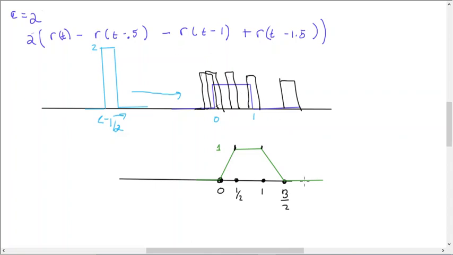Now, why is it 1? Well, the area of this is still 1. And so that area multiplied by this maximum of 1 gives you 1.